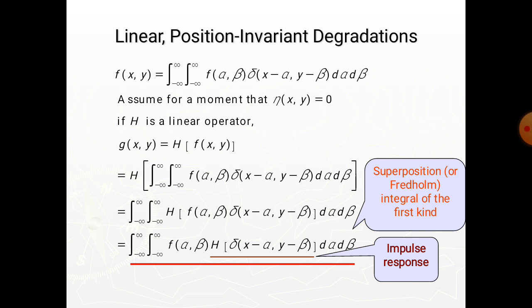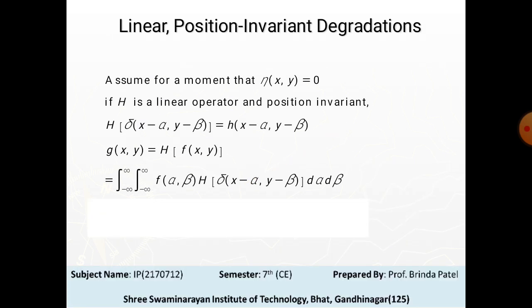The name arises from the fact that all physical optical systems spread a point of light to some degree, with the amount of blurring being determined by the quality of the optical components. This equation is known as the superposition or Fredholm integral of the first kind. This expression is a fundamental result that is at the core of linear system theory.